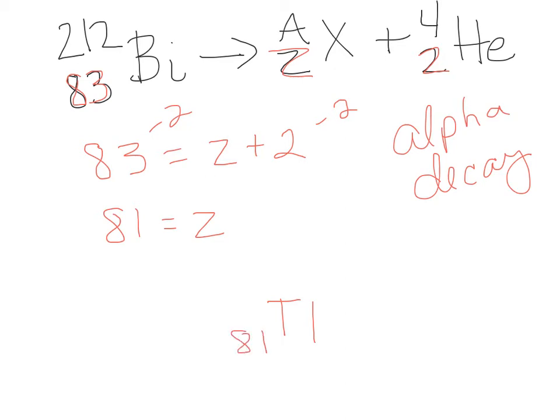So the atomic number is 81, and our mass number here is going to be, in this case, 208. Okay, so mystery element solved.